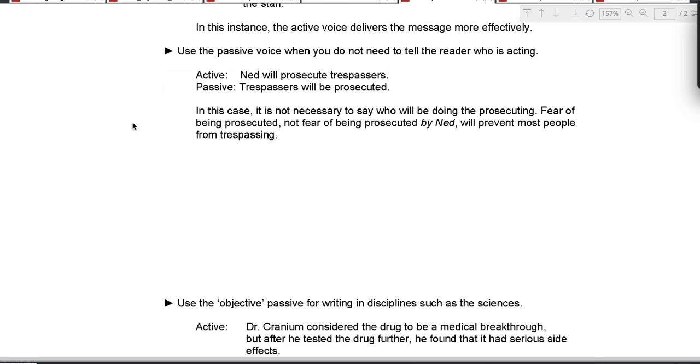So it is used when it's not important to tell about the actor who is acting. Like, police will catch the criminals. In this case, it's not important to tell who is going to catch the criminals. So it can also be said that criminals will be caught.